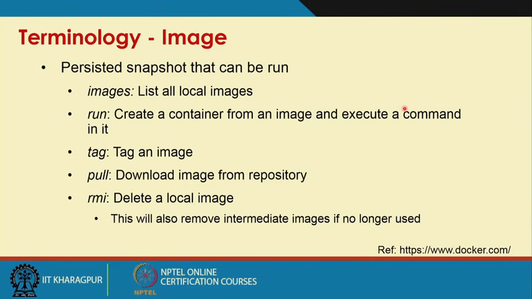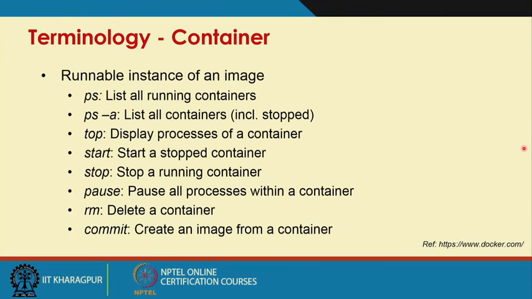There are a few terminologies, some of which we have already seen. Like images, which lists all local images; run, which creates a container from an image and executes a command in it; tag an image; pull, which downloads an image from a repository; and rmi, which deletes a local image. This also removes intermediate images if no longer used, so that resources can be released.